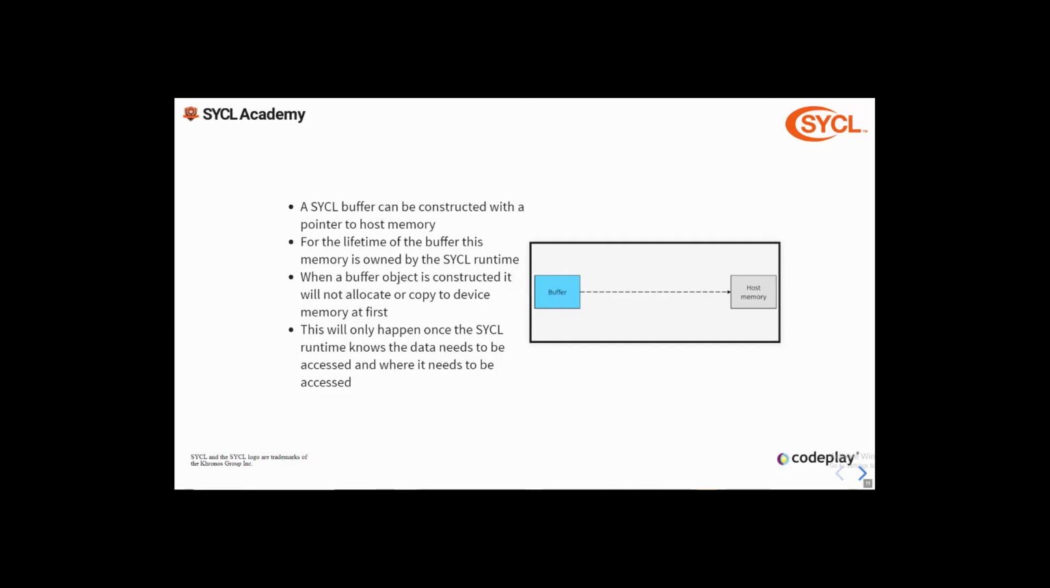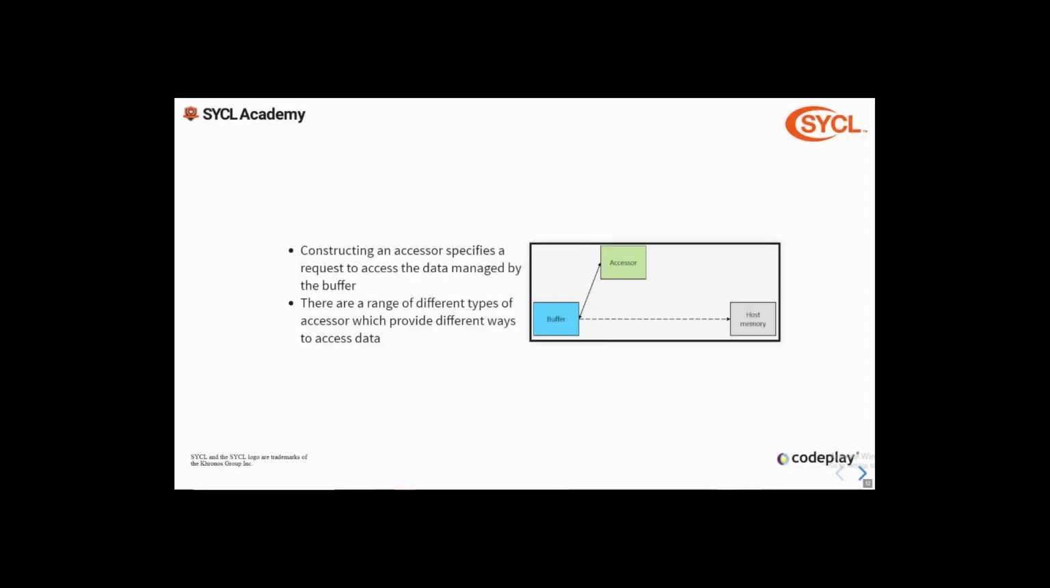One important thing to note is that buffers are lazy. They won't allocate memory or copy anywhere until they're told to. This will only happen when the runtime knows where the buffer needs to be accessed. This is done by constructing an accessor to that buffer. There are a range of different types of accessors and ways to construct them. We're going to cover some of these later in this lecture.